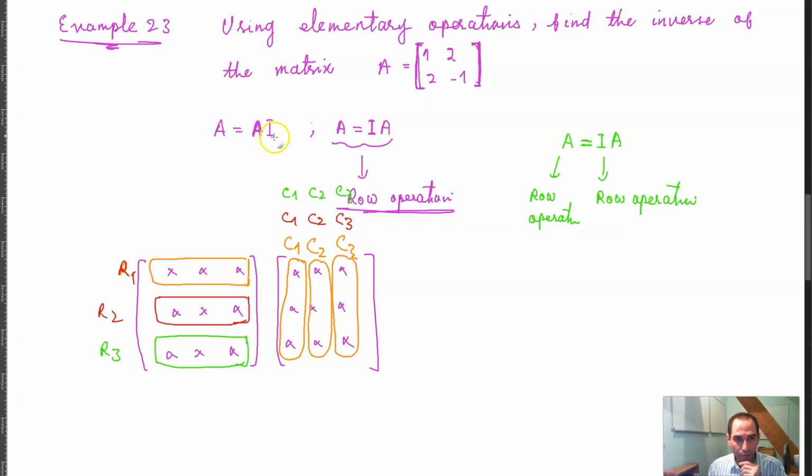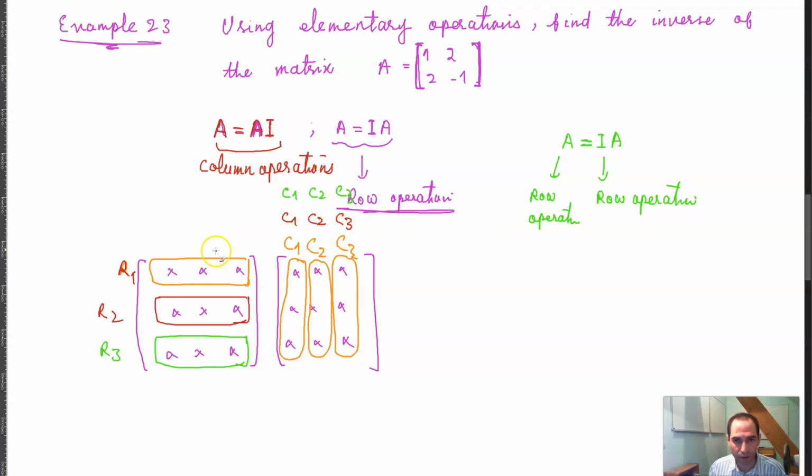Now, when I have written my matrix this way, A is equal to A times I, so I can do column operations on the matrix on the right, as you can see. Now I has been written on the right, so I can do column operations on I and column operations on A, and both sides of the equation would be exactly the same. And so here I have column operations.